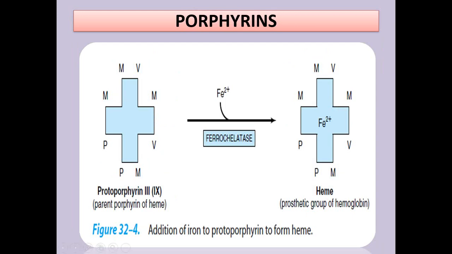We have an important porphyrin, protoporphyrin 3, also called protoporphyrin 9, which is the parent porphyrin of heme. By the action of the enzyme ferrochelatase, this protoporphyrin 9 is converted by the incorporation of iron into heme, and this heme helps in the synthesis of hemoglobin.